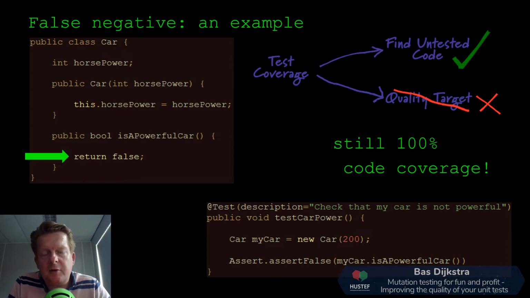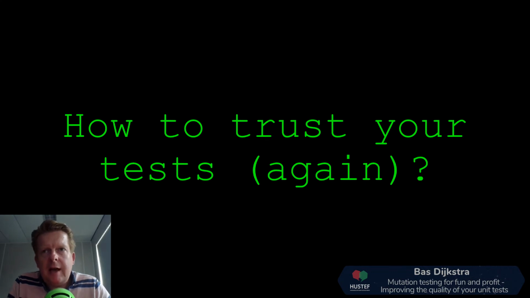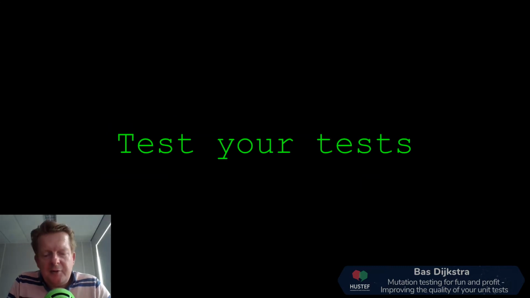So as Martin Fowler said, test coverage is a great way to find untested code, but as a quality target in and of itself, it's pretty much useless. So now that we've seen how tests can deceive us through either false positives or false negatives, how do we actually build trust in our tests, or how do we regain the trust that has been lost in our tests? To me, that all comes down to testing your tests.